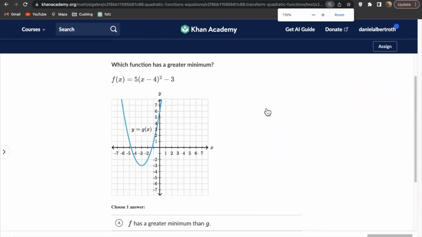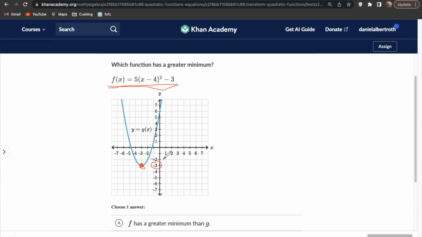Okay. So this says, which function has a greater minimum? It looks like f of x is written up at the top. This is the function f of x. I don't know what it looks like, but you could graph it. And below I have g of x. So it's two different functions, and it says which one has a greater minimum. It's kind of a weird question, but greater minimum. On the blue one, it's simple to see the minimum is right here. It's the lowest point. So I'd say the minimum is at -3.